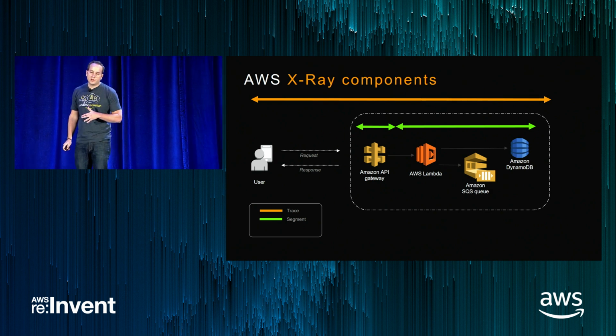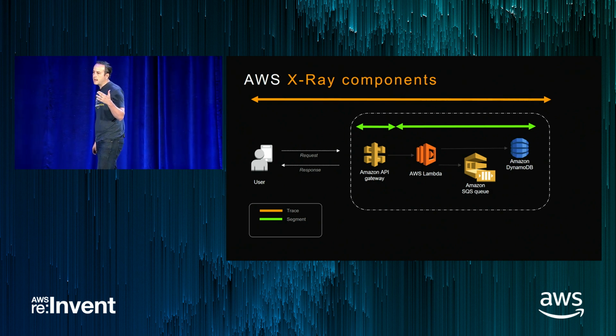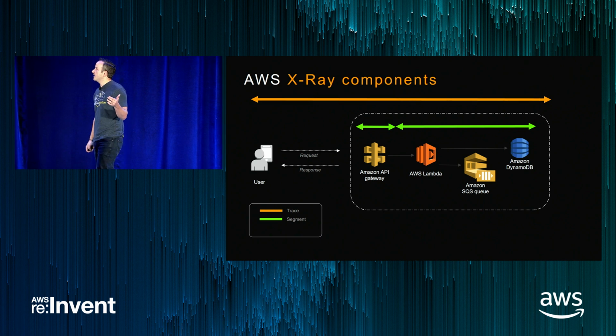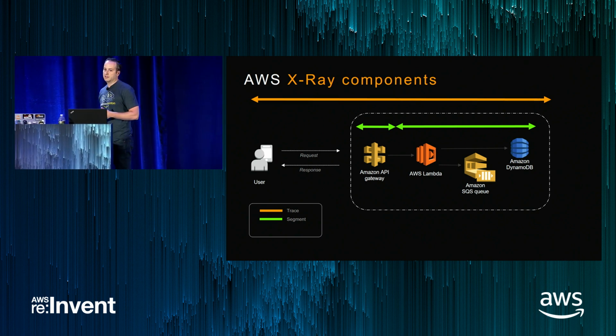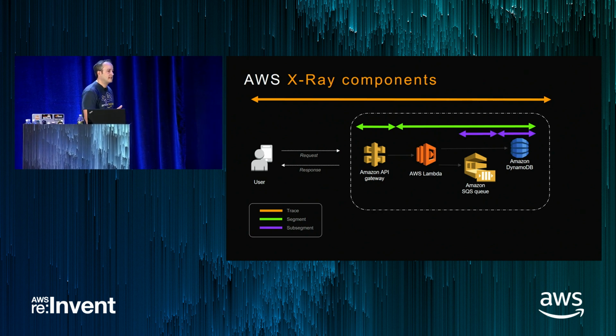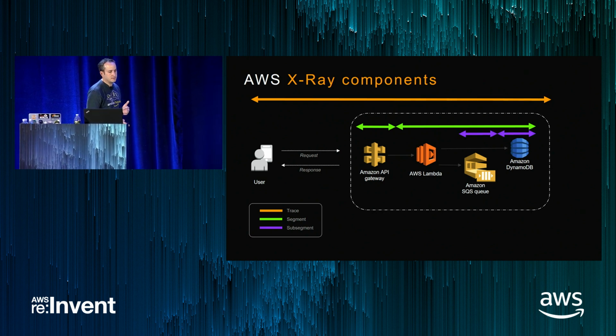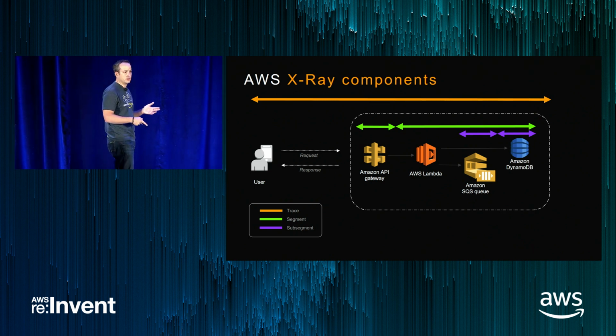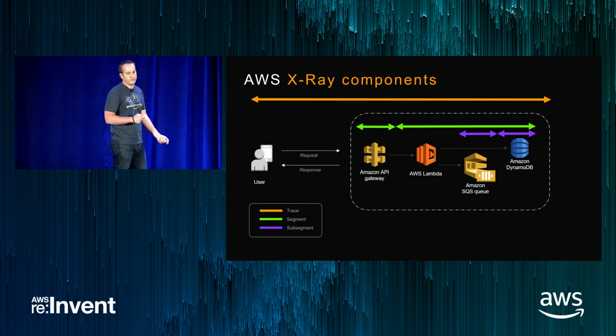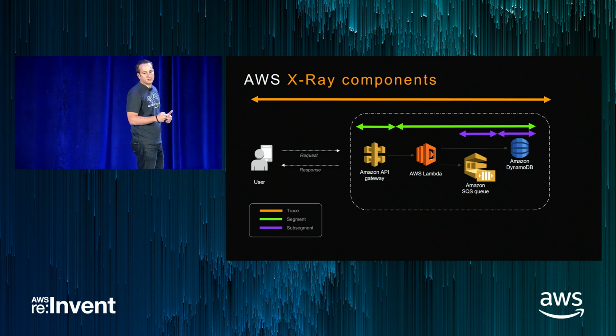Within a trace, we can have segments. So one segment can be the API Gateway interaction. Another segment can be the Lambda function logic. And within a segment, we can have sub-segments. So let's say our Lambda function execution has two sub-segments, which are interacting with SQS and interacting with Dynamo.